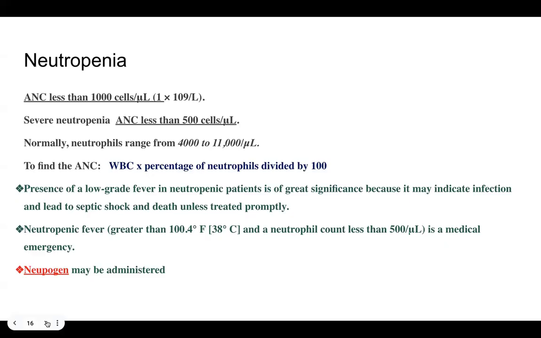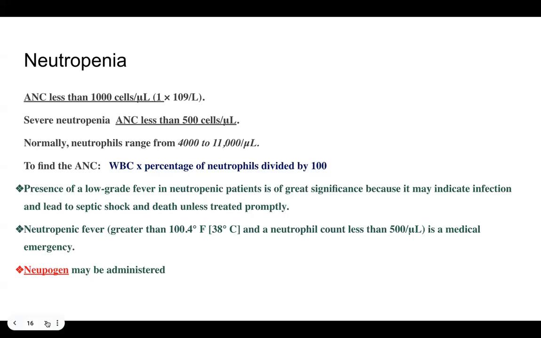Normally, neutrophils range between 4,000 and 11,000. This is not any kind of new math that you're going to be tested on, so I just wanted you to be able to figure it out. You may need to know it for next year. To find the absolute neutrophil count, you multiply the WBCs by the percentage of neutrophils and then divide by 100.